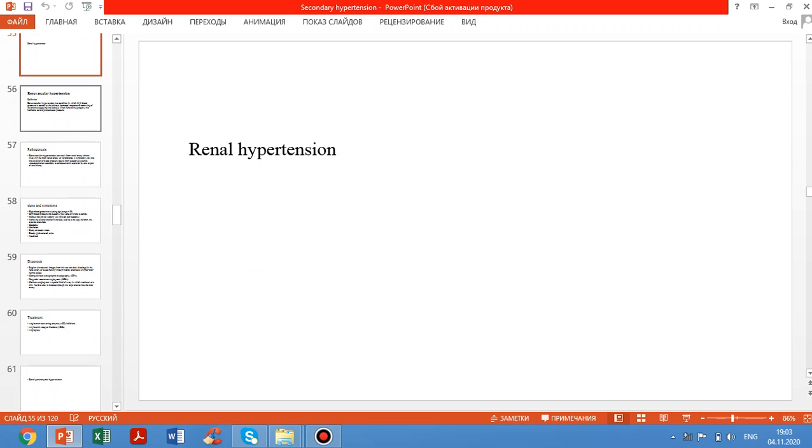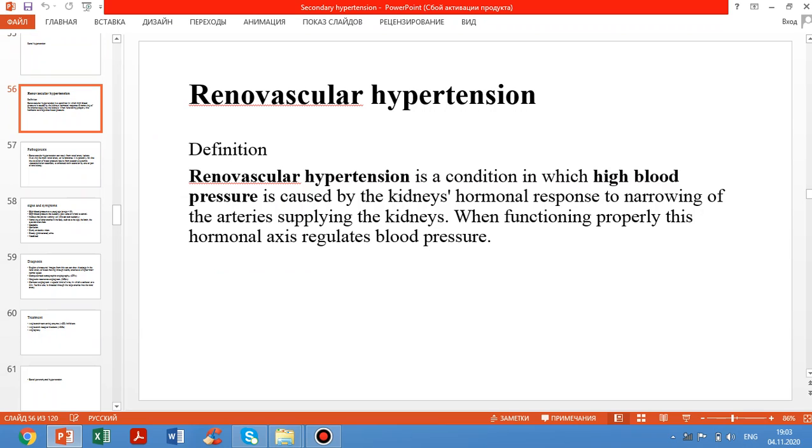Renal hypertension. Include one of them, renovascular hypertension. Renovascular hypertension is a condition in which high blood pressure is caused by the kidneys' hormonal response to narrowing of the arteries supplying the kidneys. When functioning properly, this hormonal axis regulates blood pressure.